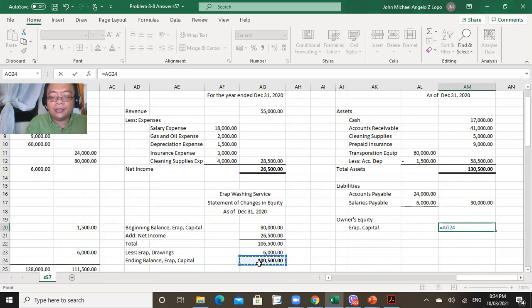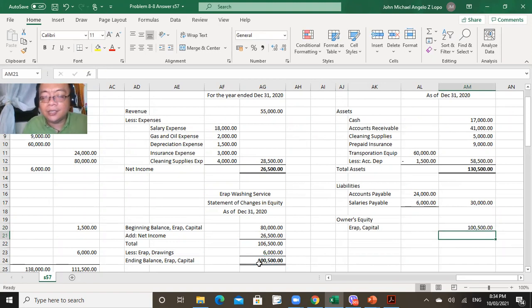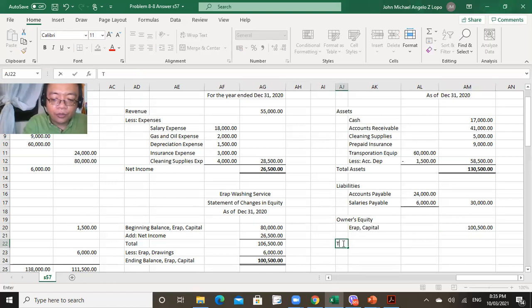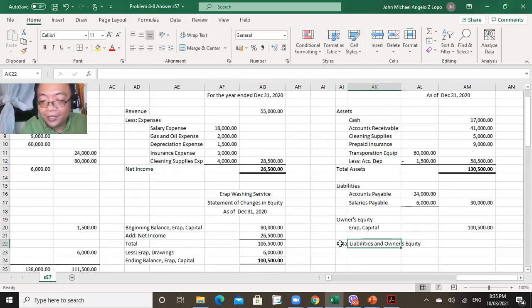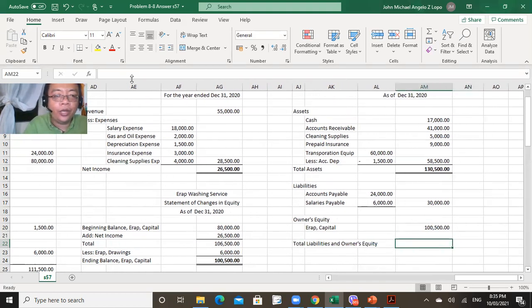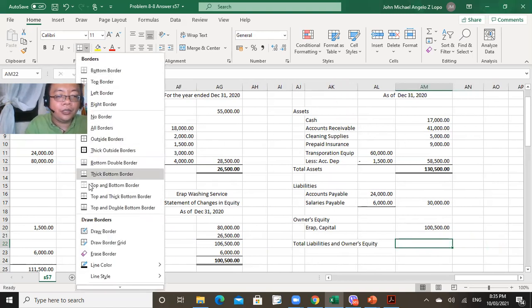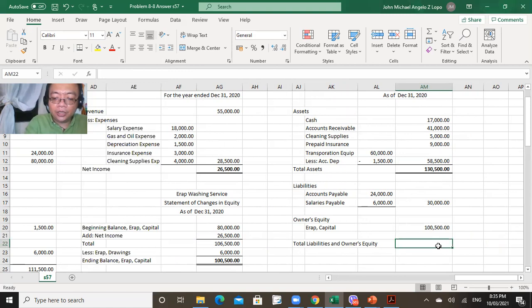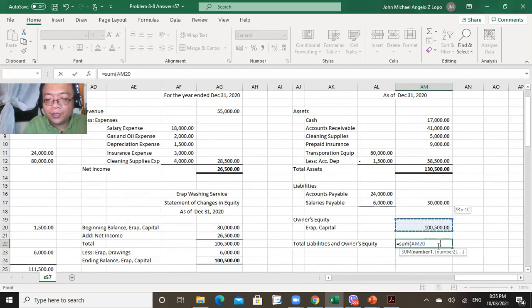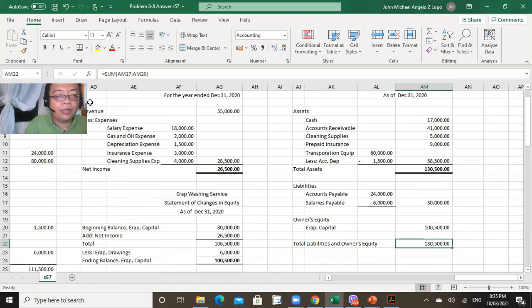It should be the same balance in the statement of equity and at the same time in the statement of financial position, the balance sheet. So your total liabilities and owner's equity should be the same. If not, we will go back to our problem to find out where the difference came from. So in terms of this balance, same? Yes. So 130,500 and 130,500.